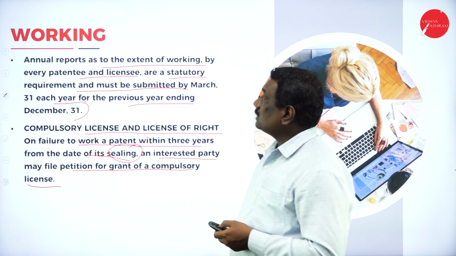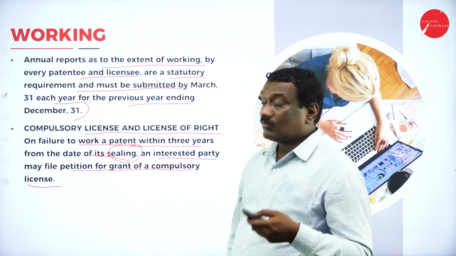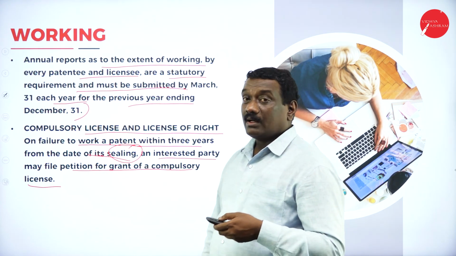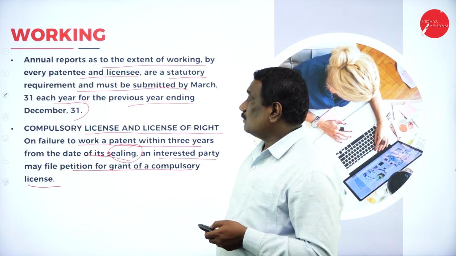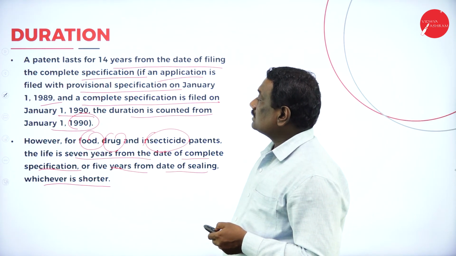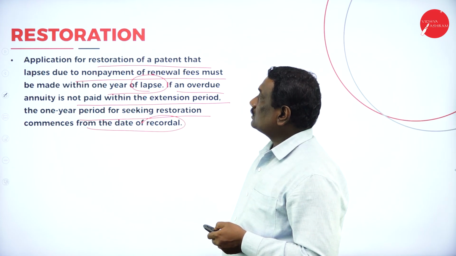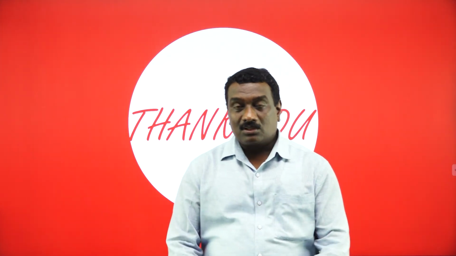Then working: annual reports on the extent of working of every patent and license are a statutory requirement, and they should be submitted by March 31st every year for the previous year ending December 31st. So all this, including duration, license, which I told you, restoration and infringement, are the important topics, students.